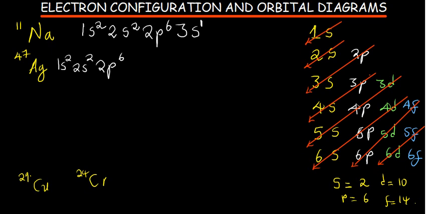6. Okay, from the 2p, what should I fill? 3s. With how many electrons? 2. From the 3s, what should I fill? 3p. With how many electrons? 6. And then from the 3p, 4s. With how many electrons? 3d. You have skipped, sir.